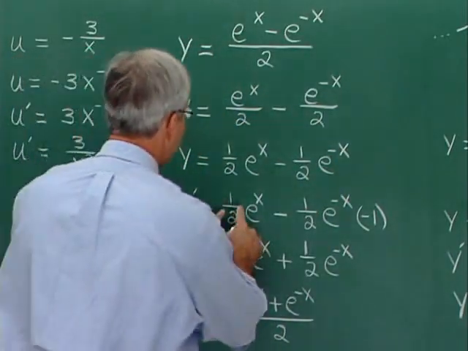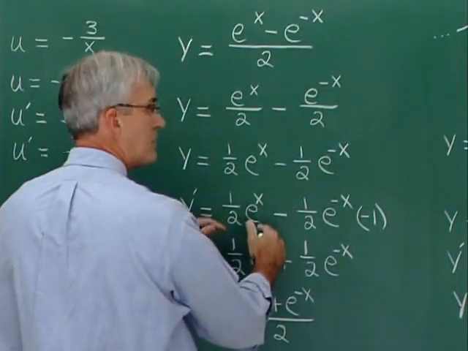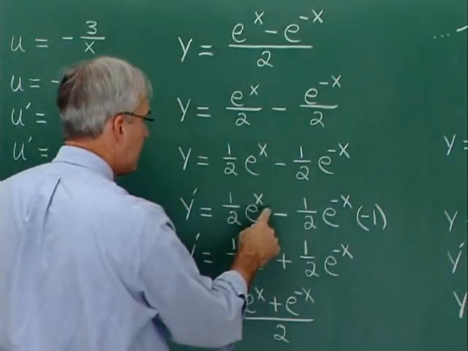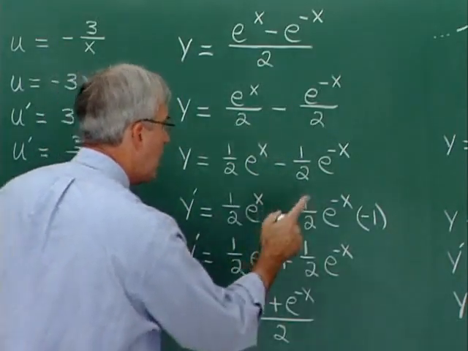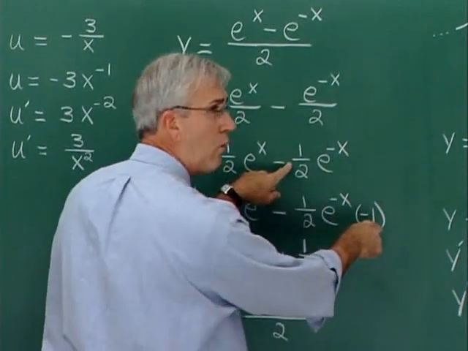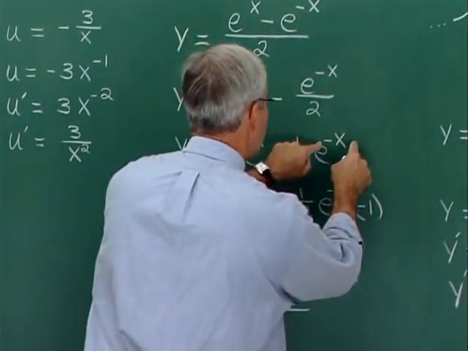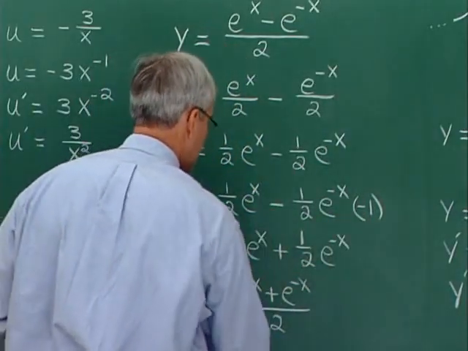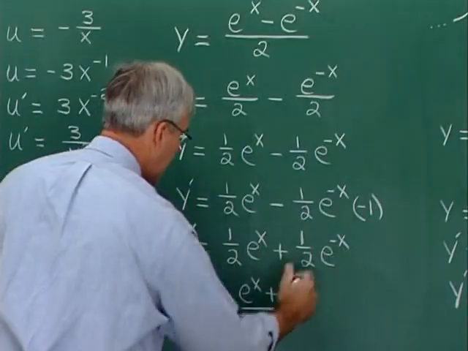I have 1/2 e to the x times the derivative of the x. Oh, that's just 1, so I don't need to put anything down here. On this one, however, I have minus 1/2 e to the negative x, which is what I have here, and now I want to multiply by the derivative of negative x. Oh, that's negative 1. So the negative 1 times this negative makes this positive, and here's our answer.